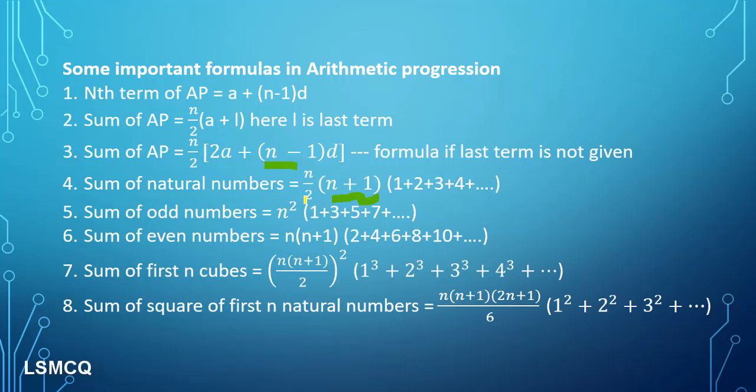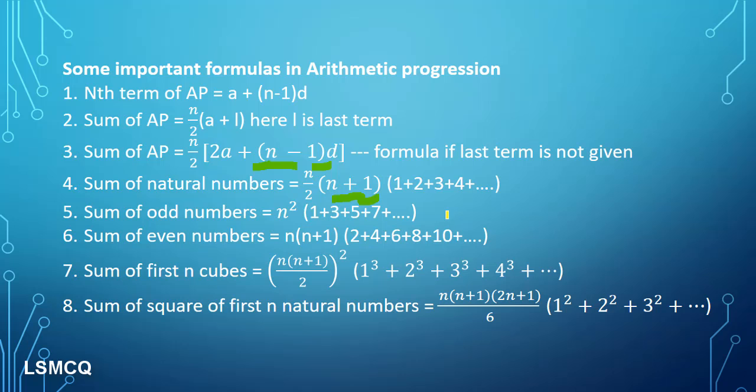So the main point I am trying to make is that in competitive examinations you have very limited time, and processing this one might take you longer. So if you can add another equation to your memory, it's better that you know the formula is n by 2 into n plus 1 for the sum of natural numbers. That way you will have a better chance of saving some time, because this calculation will take a bit longer than this one if you know the direct formula.